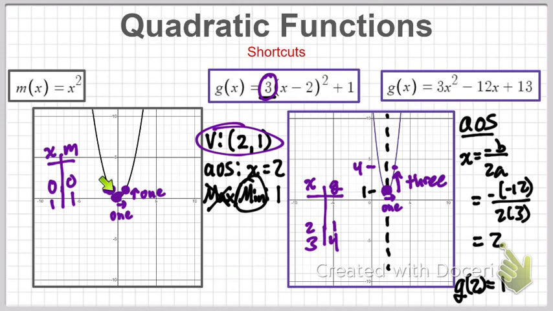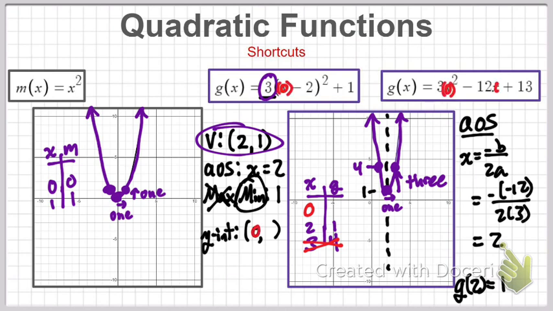Then after you have that one other point, you can copy it over to the other side and you get your graph. I'm going to do the same thing over here on my g function, and then I got my graph. Now, if you didn't want to use that point right next to the vertex, you could instead use the y-intercept. To do the y-intercept, we've got to plug 0 into the x's. And over here for the standard form, we can clearly see that the y-intercept would be 13.